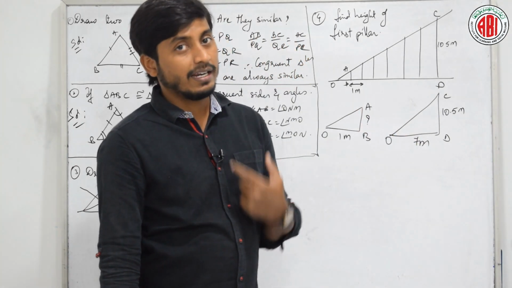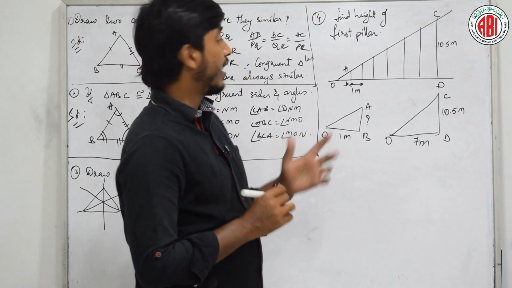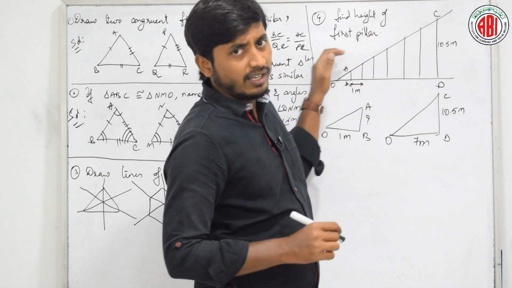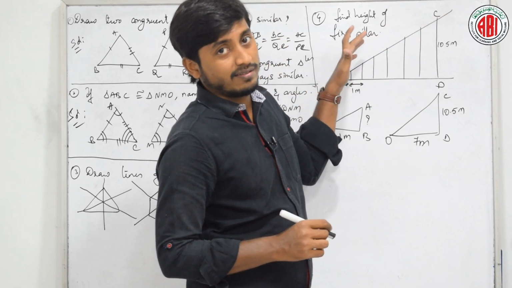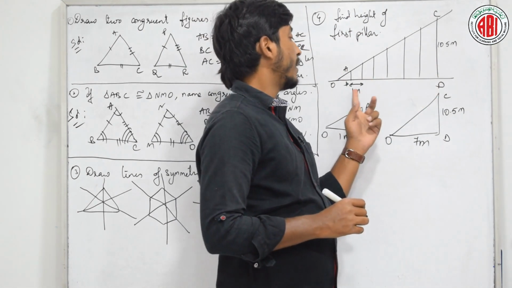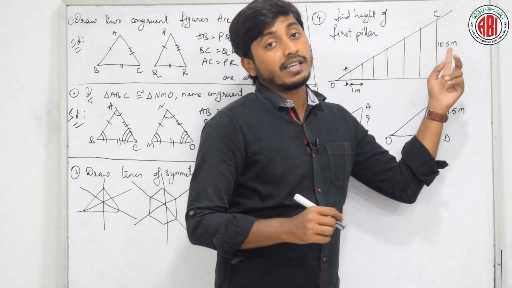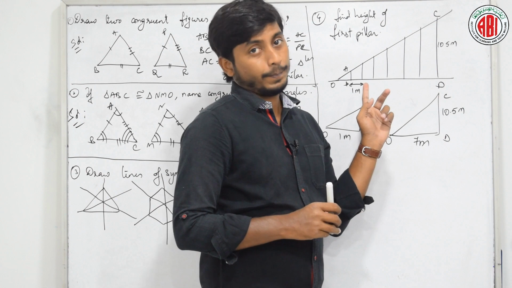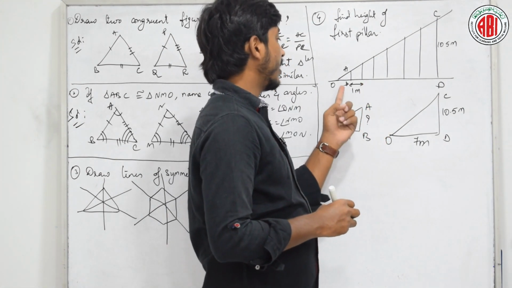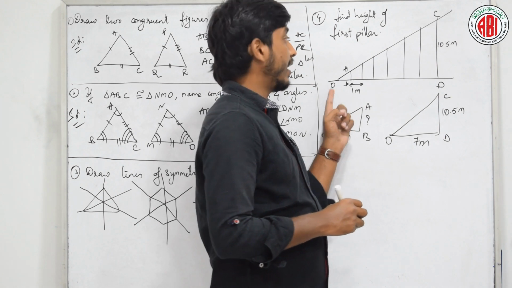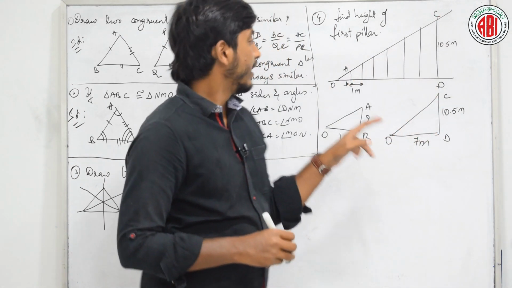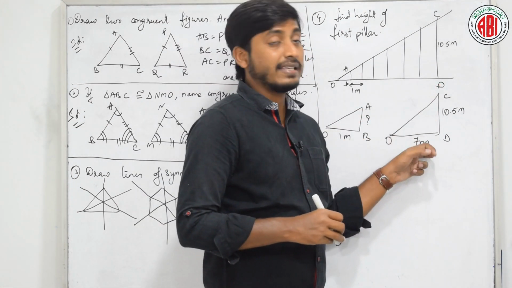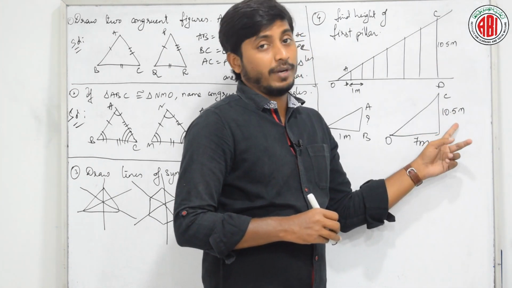Did you understand? Once again, there are 7 pillars on which an iron rod is kept. The distance between 2 pillars is 1 meter and the height of the last pillar is 10.5 meter. Then he is asking us to find the height of the first pillar. Let us take triangle OAB and triangle OCD. Here the base is 1 meter, height we have to find. In the total triangle the base is 7 meter and the height is 10.5 meter.